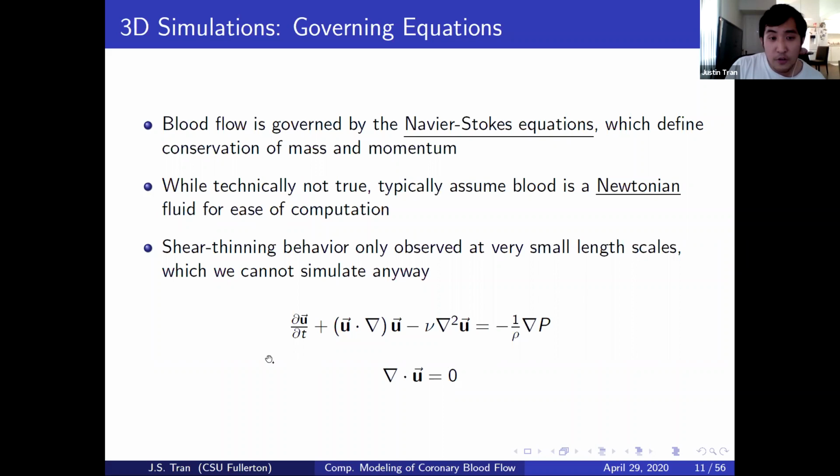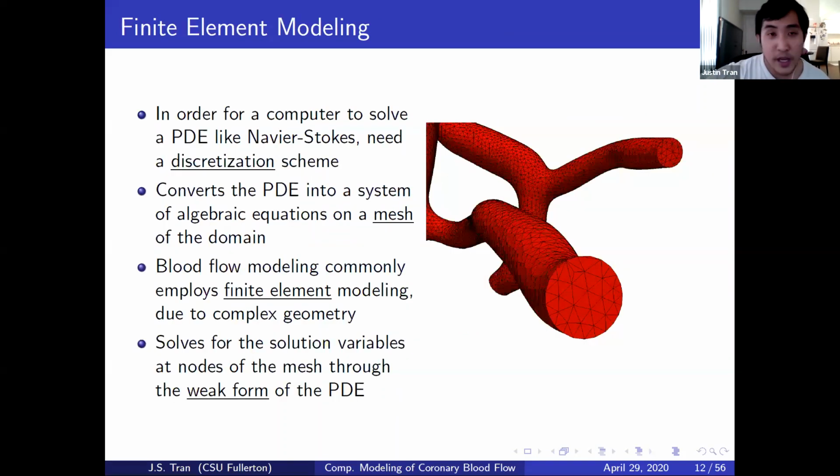So here are your governing equations. I have the conservation of momentum: you have your unsteady term, your convective term, your viscous term, which is the diffusion of momentum, and then your pressure term here. And down here you have your conservation of mass, which is given by just the divergence of velocity. By this, we're assuming that our fluid is incompressible. Okay, so those are the governing equations.